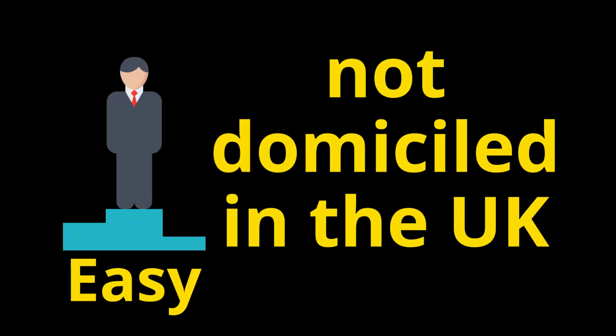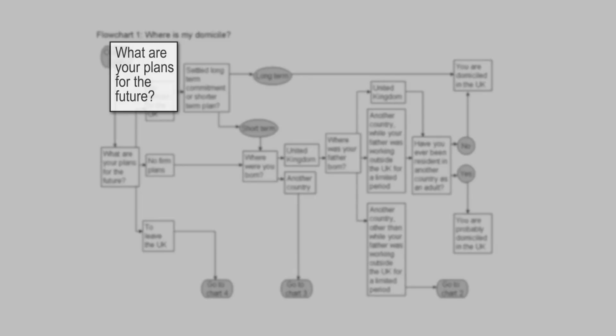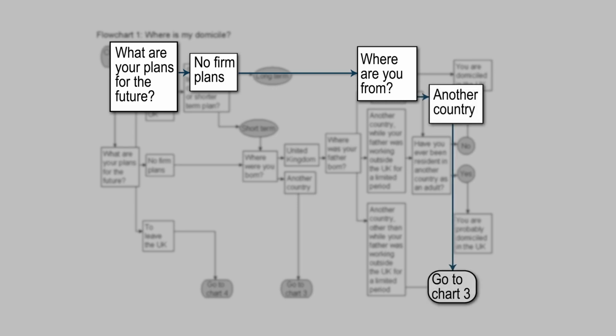It's fairly easy for my clients to show that they're not domiciled in the UK, as you can see from the HMRC flowcharts. So if we go to flowchart 1, the first question is, what are your plans for the future? And the answer here is no firm plans, as the case may be. And then, where are you from is the next question. Another country, my clients would say. And then go to chart 3.